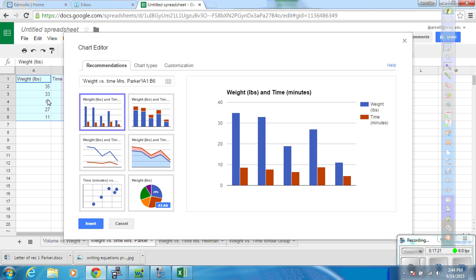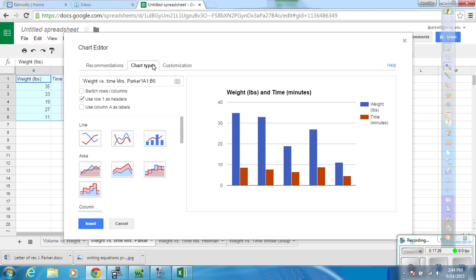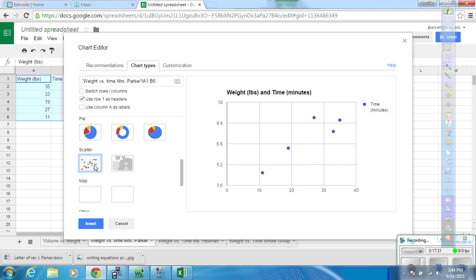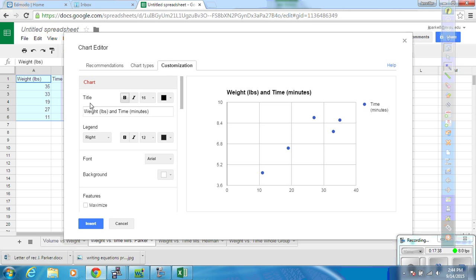All right, so you've got your information here. You have to choose different things. So for example, chart types. We want to make sure that we choose a scatter plot. So this would be our scatter plot. We can do some customization to it. Make sure that you have a title. So this is going to be my weight versus time for Mrs. Parker. Okay, and I don't like the legends, but you can have a legend over there.